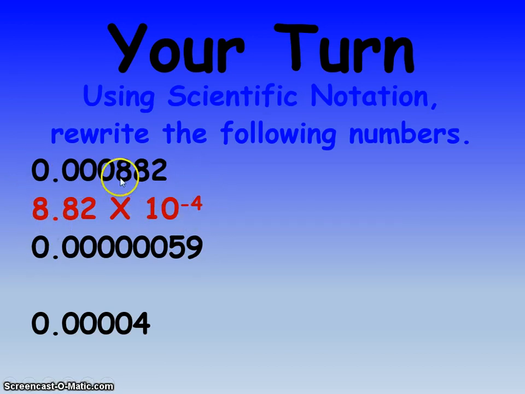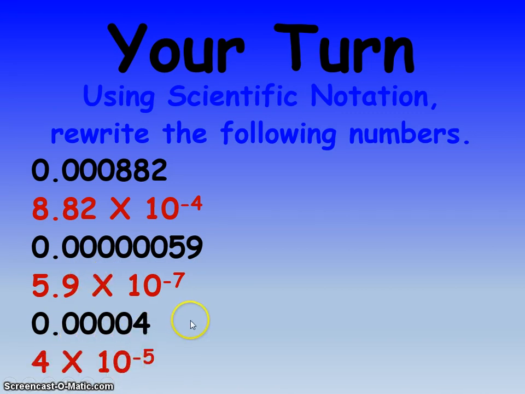All right, so just look at your end result. This is a small number. This is bigger. I have to make this smaller by multiplication, so I'm going to use negative exponents. Same thing here. 1, 2, 3, 4, 5, 6, 7 spaces. So 5.9 times 10 to the negative 7th. 1, 2, 3, 4, 5. 4 times 10 to the negative 5th.